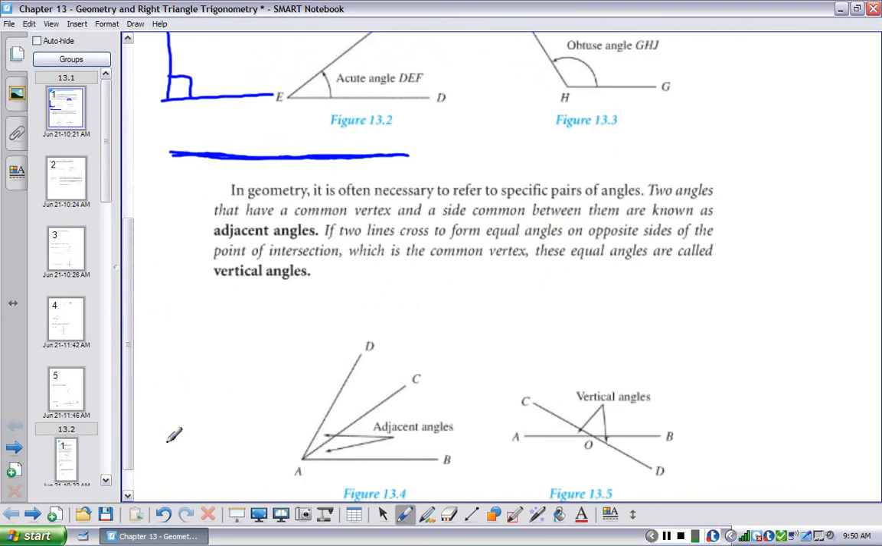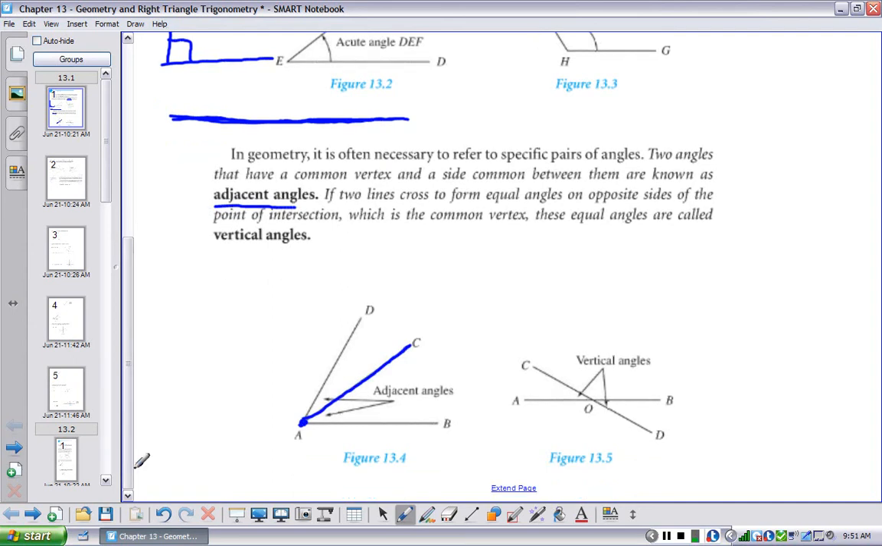If you have pairs of angles, then we can talk about angles. Adjacent angles are two angles that have a common vertex. Here, that common vertex is A. A common side between them. The common side here is the side AC. So here, the angles CAD and BAC are adjacent angles. They share a side and the vertex is the same.